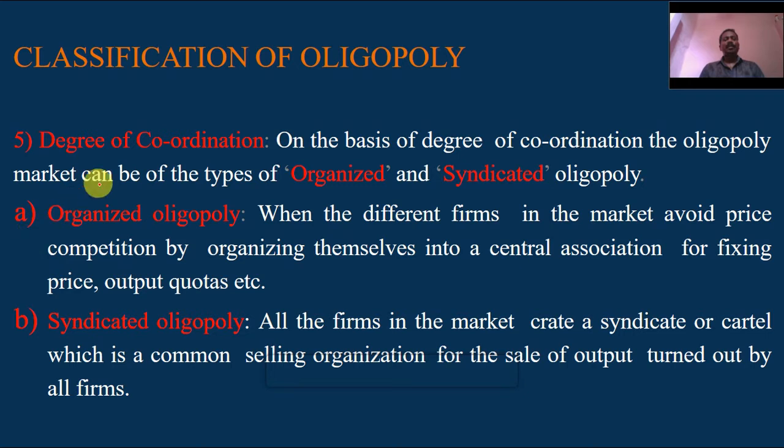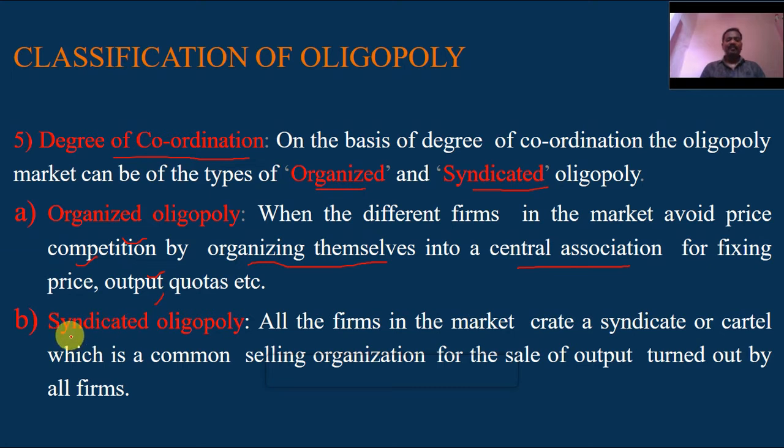Then the degree of coordination. The classification of oligopoly based on coordination is organized and syndicated oligopoly. In an organized oligopoly, the different firms in the market avoid price competition by organizing themselves. There is a collusion through a central association for fixing the price and output, and even when they cross the borders, they fix the prices.